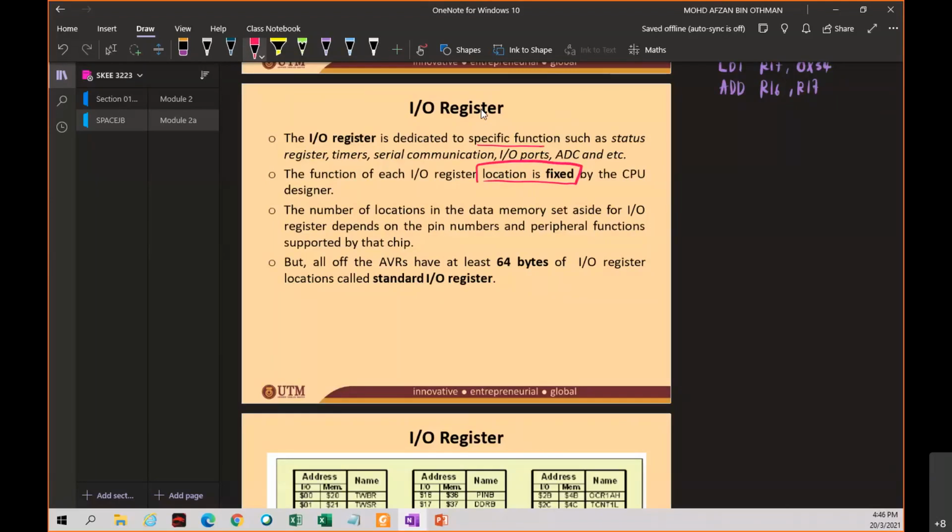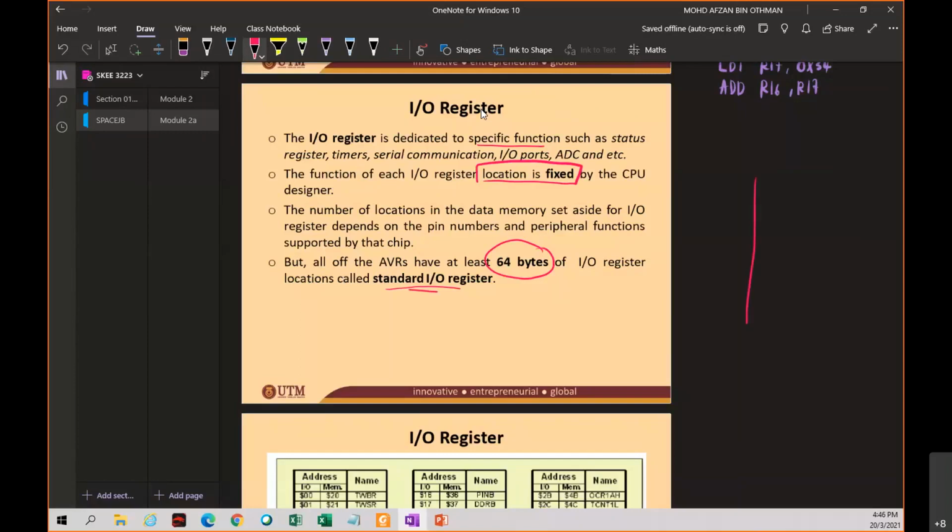Sama juga dengan GPR tadi, the location is fixed, di mana kita letak dia on the top, dekat atas sekali of our data memory. The number of allocations in the data memory set aside for I/O register depends on the pin numbers and peripheral functions supported by that chip. For Atmega32, there are a total of 64 bytes of I/O register location called standard I/O register.